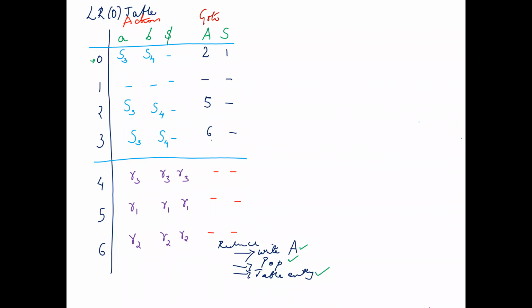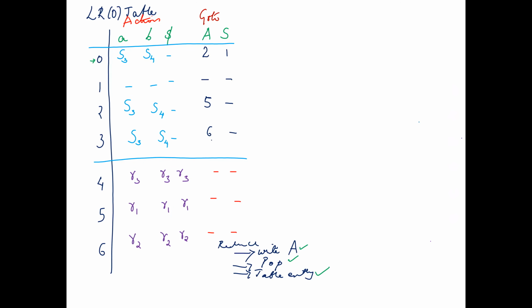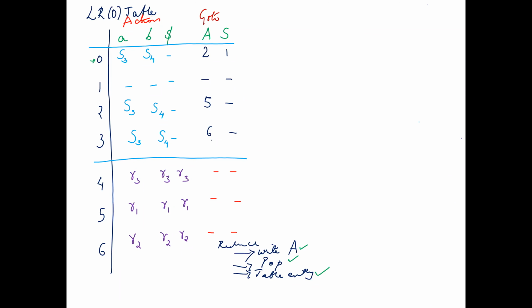So we'll do the same. Another question for the same grammar. Check whether AABA is valid, which means at the end of the day, I will need a bottom-up tree for my AABA. Okay, so let's start doing it.